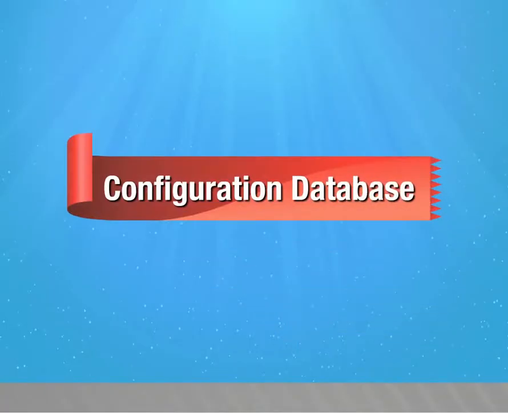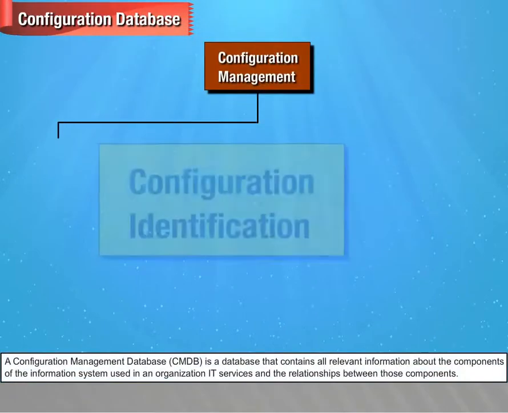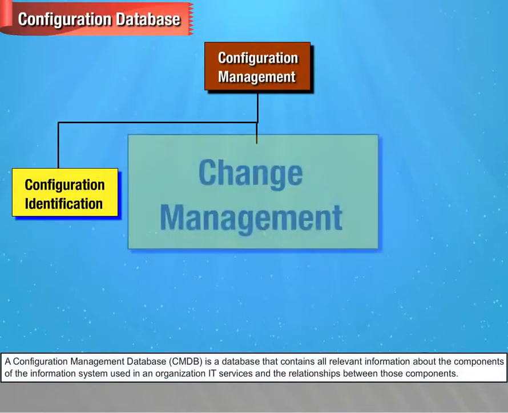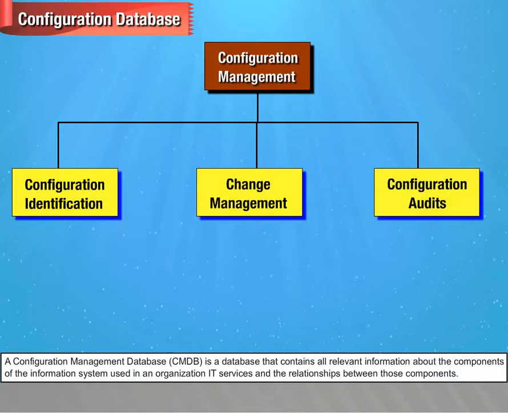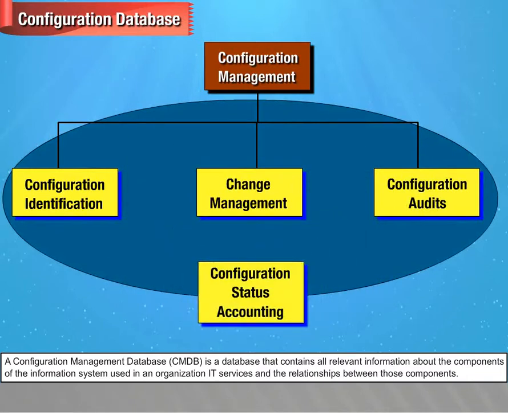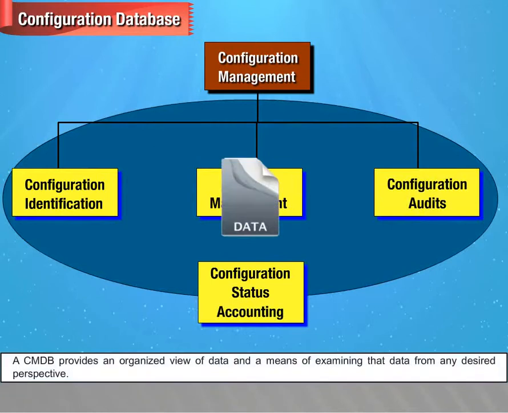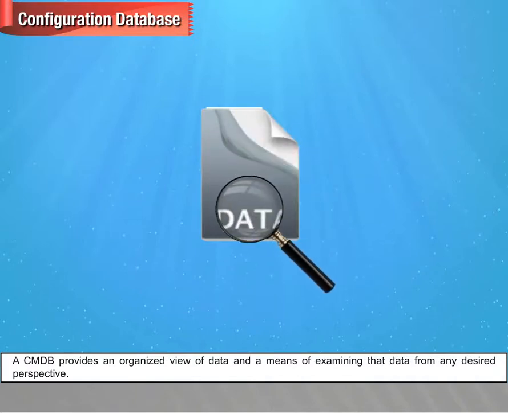Configuration database. A configuration management database (CMDB) is a database that contains all relevant information about the components of the information system used in an organization's IT services and the relationships between those components. A CMDB provides an organized view of data and a means of examining that data from any desired perspective.